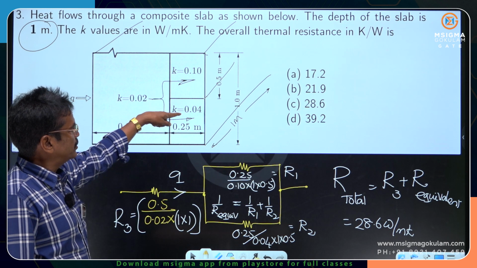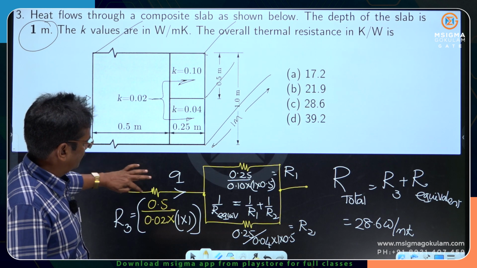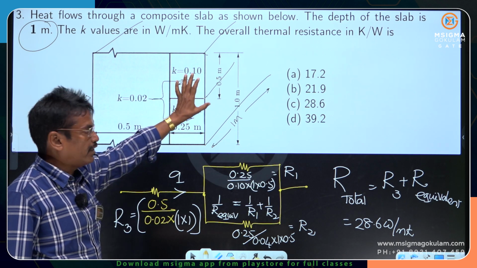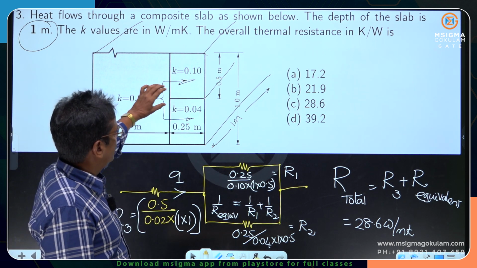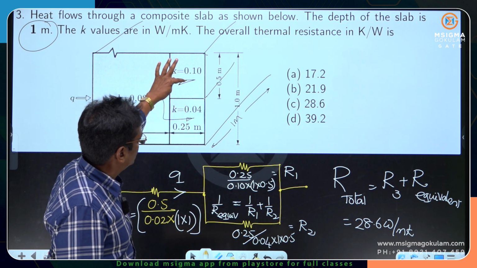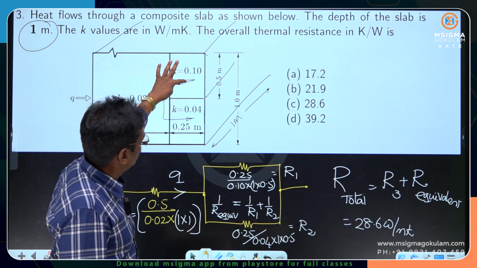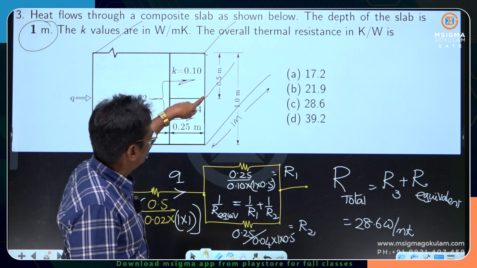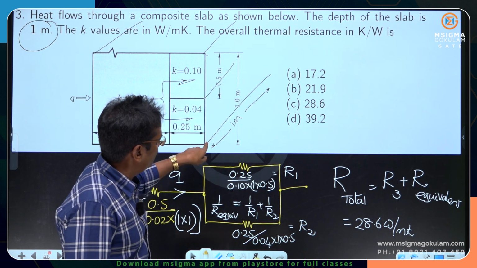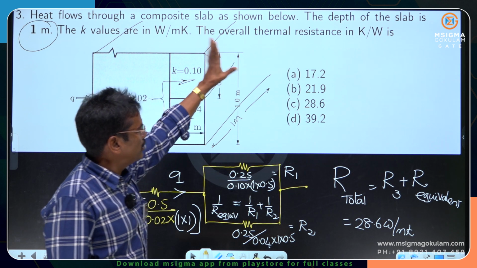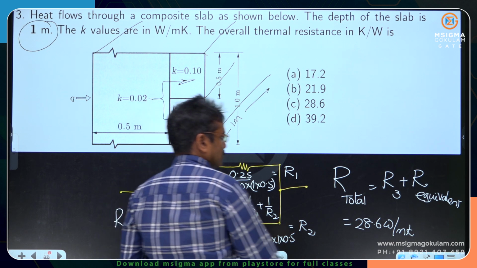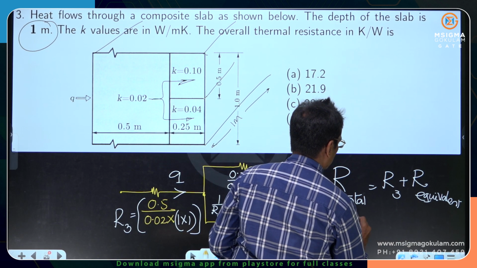These two resistances are in parallel to this one in series. For this, the area of conduction is different, and for this, the area of conduction is different. Fourier law clearly says that area of conduction is the area perpendicular to the direction of heat flow. The area perpendicular to this direction of heat flow will be this dimension into this depth. Depth means perpendicular to the plane of the figure. He has given this depth as 1 meter according to the problem. Answer will be 28.6. Units will be Kelvin per watt.